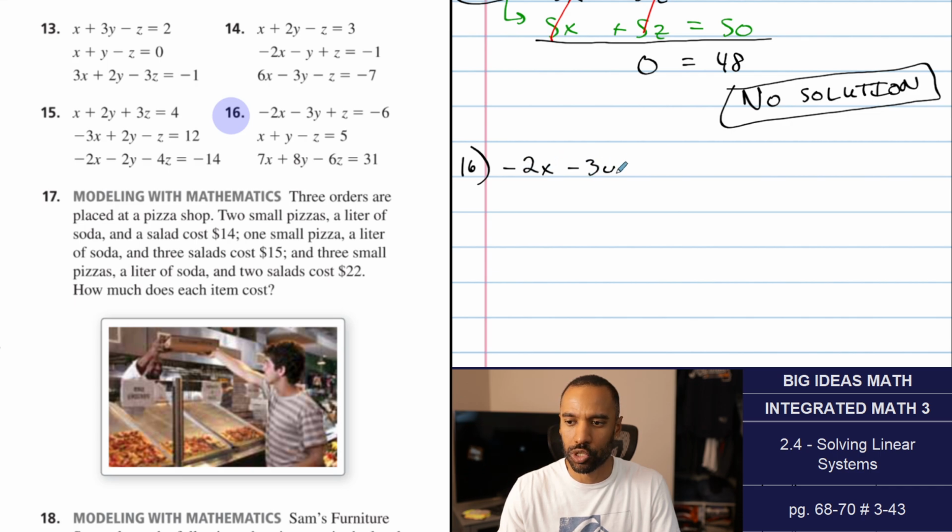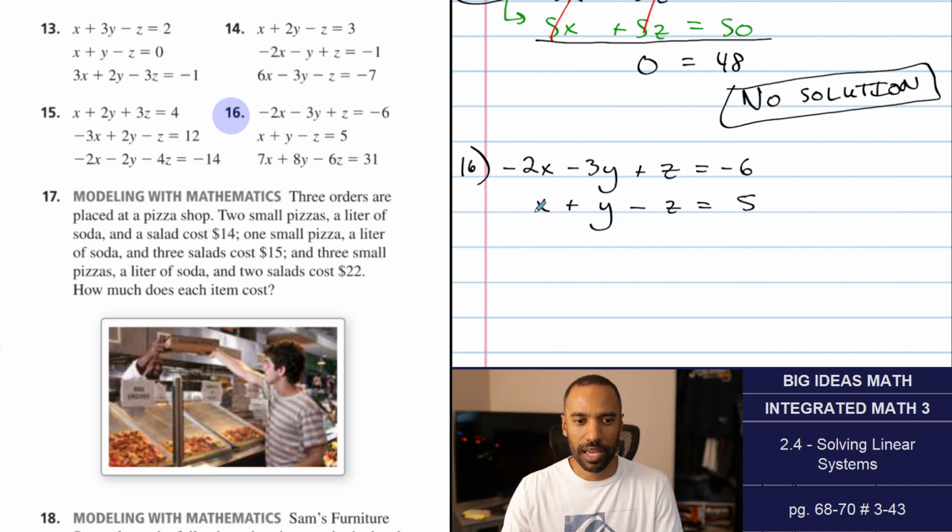Negative 2x minus 3y plus z equals negative 6. Maybe z's are in order. X plus y minus z equals 5. Oh, those z's could cancel. The z's here would take a little bit more work, but not much.